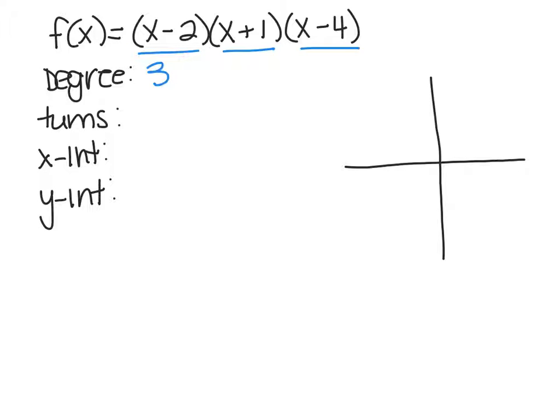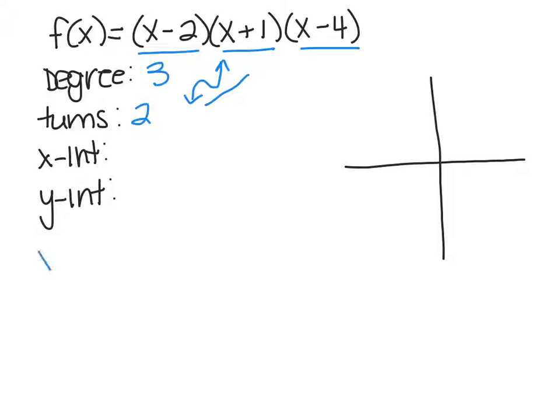If I was to distribute all of this out, my first term would be x to the third, and so on. That means I could have a possibility of 2 terms. If it is a degree 3, and I know this is a positive degree 3 because there's no negative x term, it would have to start down and end up because it's a positive slope. So just things to think about.